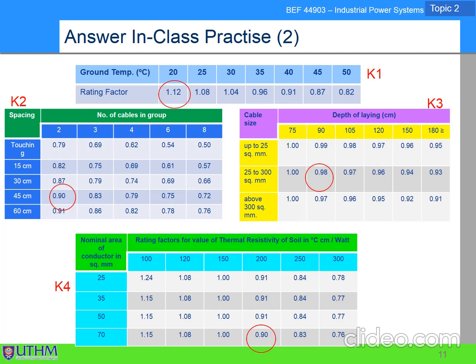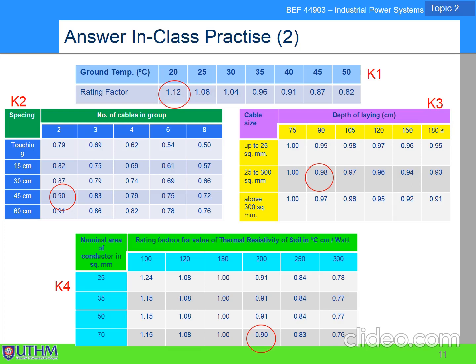Okay, we have to choose this value. Next we go to the K2 table. For K2 we have to consider the number of cables in the group and also the spacing. As already mentioned in the question, the number of cables is 2 and the spacing is 45 centimeter. So we have to select 0.90 for K2.